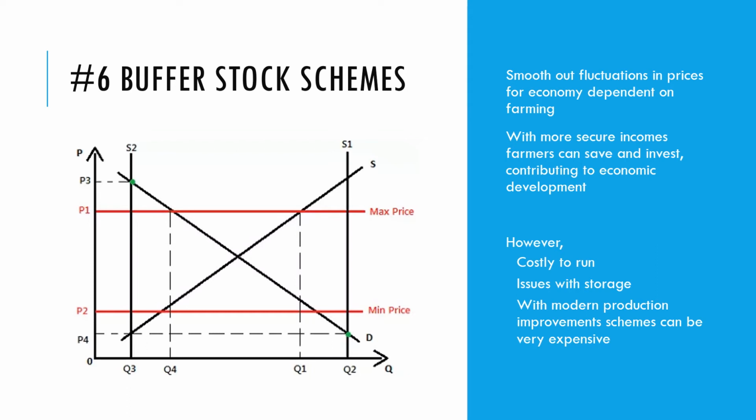Essentially what the government do is they introduce a maximum price and a minimum price for stocks. When we have a good harvest and it looks like the price is going to fall too low, the government buy up the surplus to keep the price at the minimum price. When we have a poor harvest and the price looks like it's going to rise too high, the government sells some of their surplus to keep the price lower at this maximum price P1. So they can effectively keep the price between P1 and P2 by buying and selling surplus stocks.